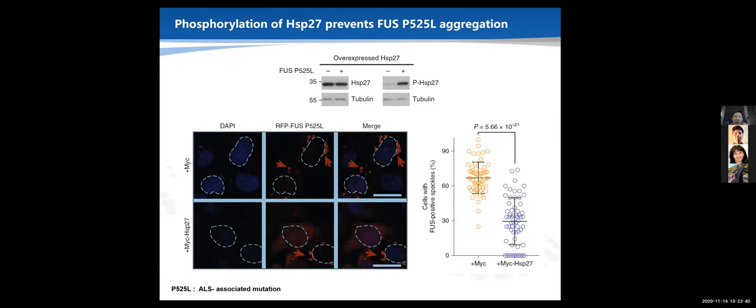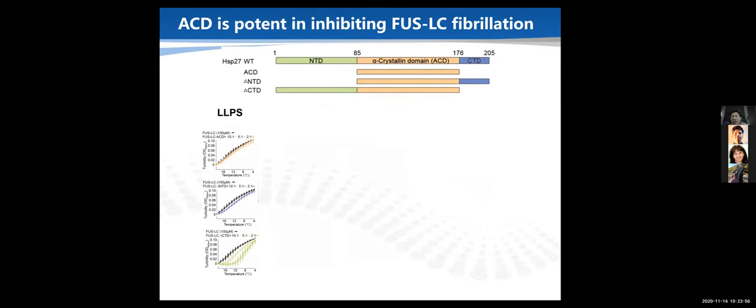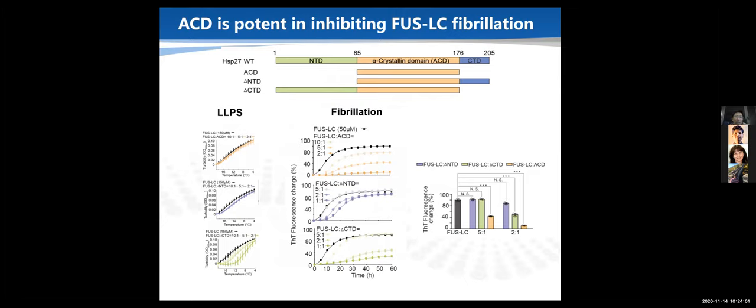And in the end, we want to know which region of HSP27 is involved in preventing FUS fiber formation. Is it the same as for recognizing FUS liquid phase transition? So we made all of the different constructs. Very interestingly, unlike the N-terminal, which recognizes FUS to prevent its phase transition, in this case it just uses the ACD, the alpha crystallin domain, to prevent the fiber formation.